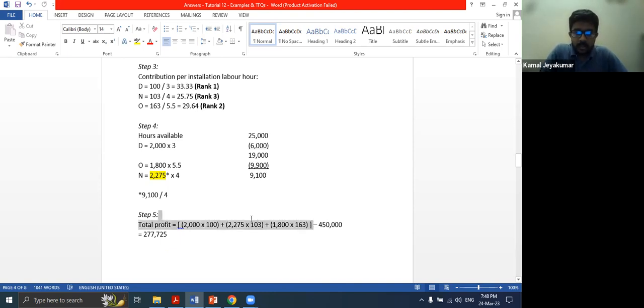This is your total contribution, right? What we calculated so far. This will give you your total contribution, right? You deduct your fixed cost of $450,000, which is given in the question. This will be your total profit, right? That's how you have to do this question. So you will be asked to maximize profit, what product mix you will use if they give you a limiting factor, right? Does anyone have any questions of what we have done so far?